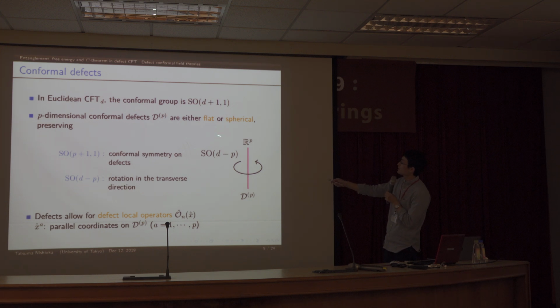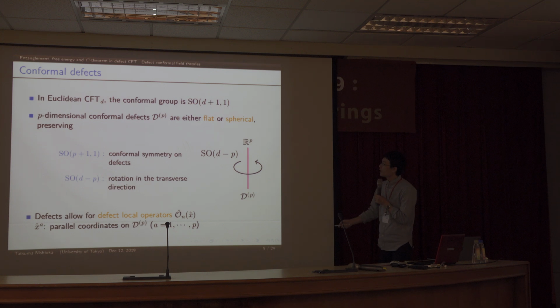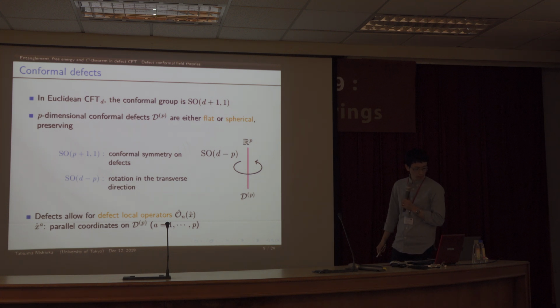Basically, you just imagine that you have flat defects. Then you can preserve the conformal symmetry on the p-dimensional defect, which is SO(p+1,1). And because this is flat, you have rotational symmetry around the defect, so the rotation group is SO(D-p). This is the maximal symmetry you can preserve in the presence of a p-dimensional defect. Then you can decompose the spacetime along the defect and also transverse directions. Interestingly, the defect allows defect local operators, which are supported only on the defect.